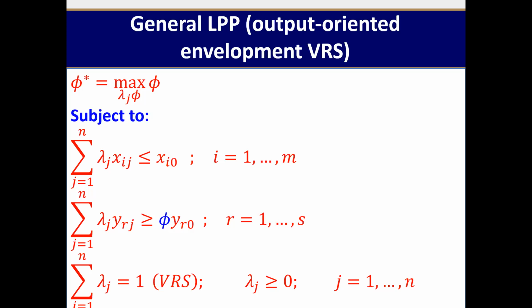Now I said that we attach the phi to the right-hand side of the second constraint because we are dealing with output orientation. If we were doing input orientation, then the theta would have been attached to the right-hand side of the first constraint. Then the third constraint says that the sum of the weights should be equal to 1. That's for VRS. And then the weights should be non-negative.